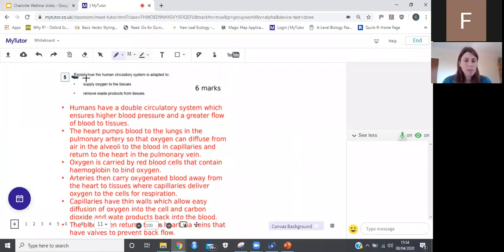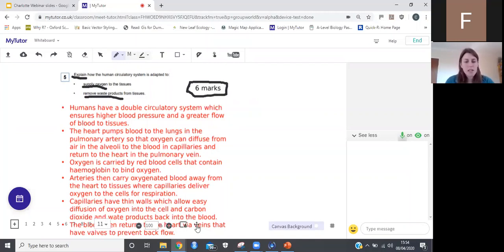Keyword here is explain. That's our command word, and we know that we need to provide an explanation. We don't need to list 3 reasons, we need to explain something. How the human circulatory system is adapted to supply oxygen to the tissues and remove waste products from tissues. Okay, this is very general, and you can have an awful lot of different answers, so I've listed them here. It's a 6-mark question, and in general, what we say is that it's 1 point per mark. You need to make sure to include keywords as well.